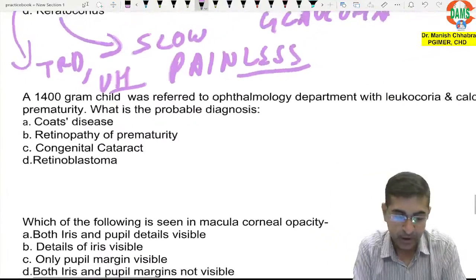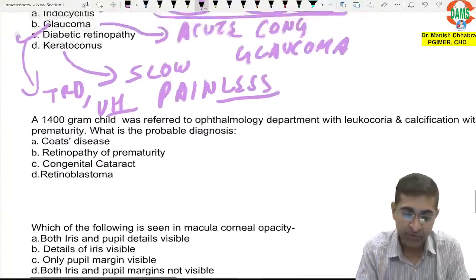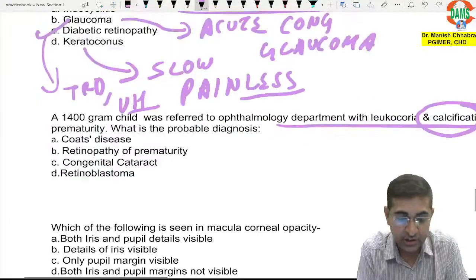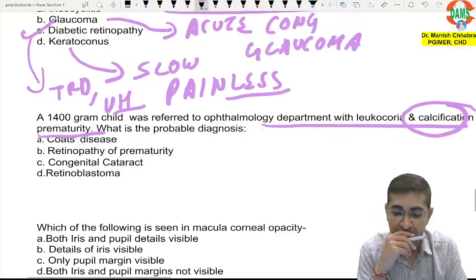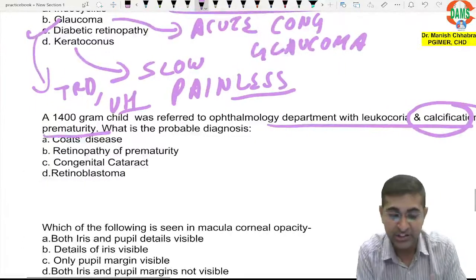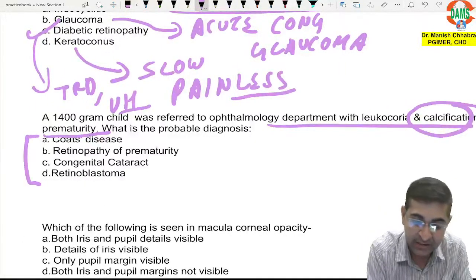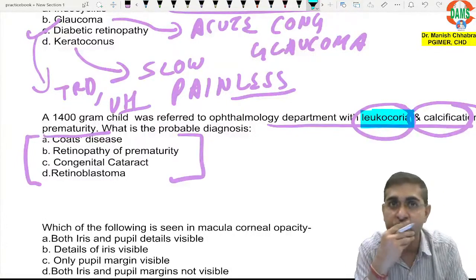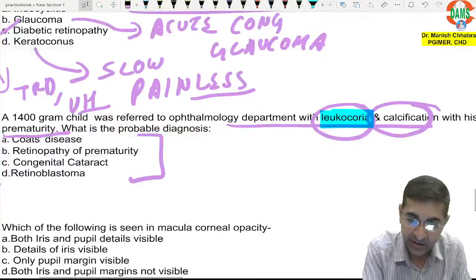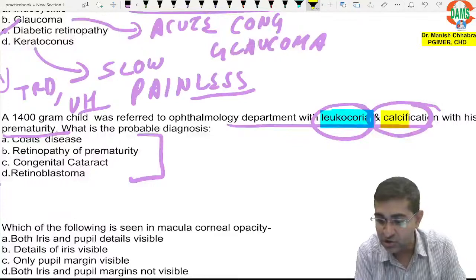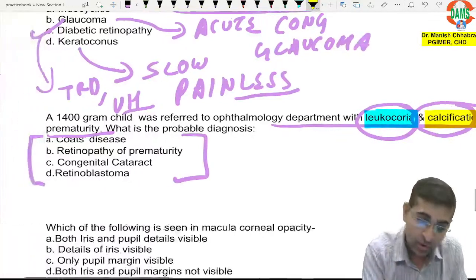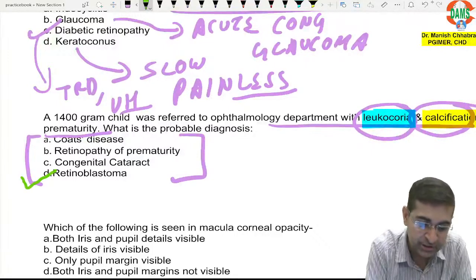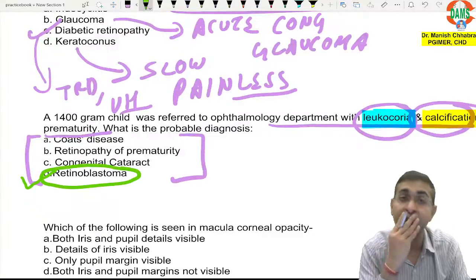Okay. A 1400 gram child was referred to the ophthalmology department with leukocoria and calcification with history of prematurity. What is the probable cause? So leukocoria, what are the DDs of leukocoria? All four are the differential diagnosis of leukocoria. So there is no relevance of the history which is provided to us. But the relevant history in this scenario is your calcification. So out of these four conditions, which condition has calcification? Boys and girls, only one condition, which is retinoblastoma.